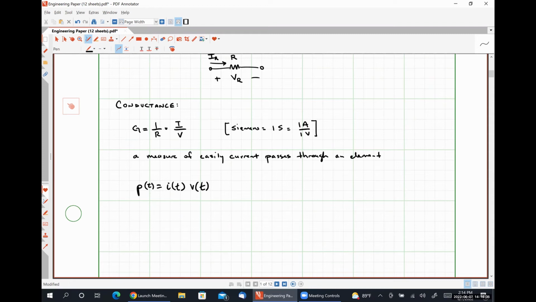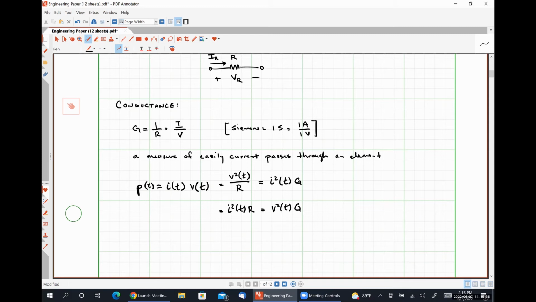Well, using Ohm's law, we could express I as V over R, giving us the power absorbed by a resistor is the square of the voltage drop across the resistor divided by the resistor value, or in terms of conductance, this would be the square of the current multiplied by our conductance G. We can also use Ohm's law to express the voltage as the product of current and resistance, giving us the relationship I squared times R, or using conductance, V squared times G.